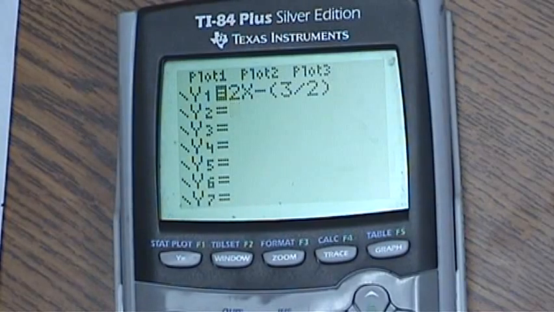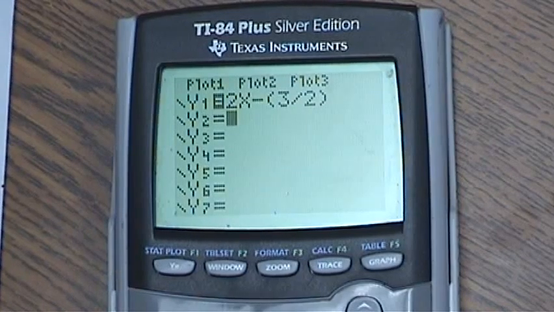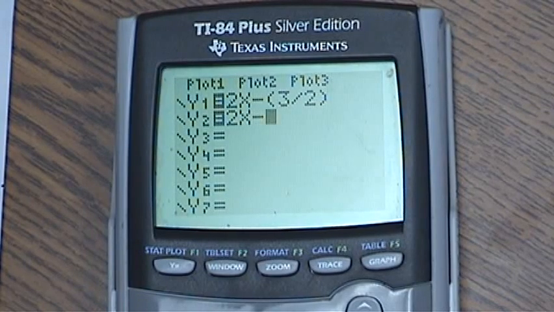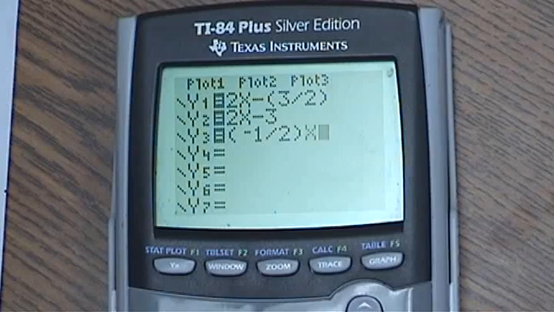Now if I arrow down one, I can enter another line. This is going to be the first line that we found: y = 2x - 3. That line we're going to graph too. And finally, the last line was y = -1/2 x + 2. So I've got that typed in.